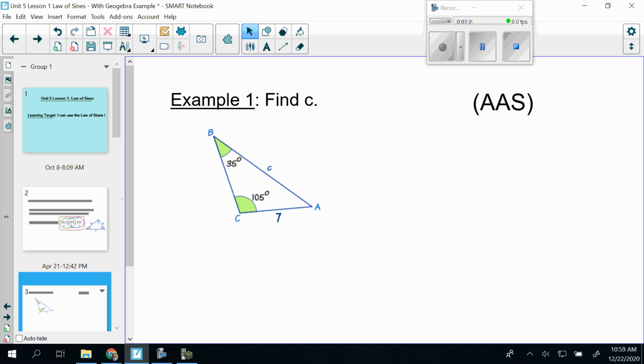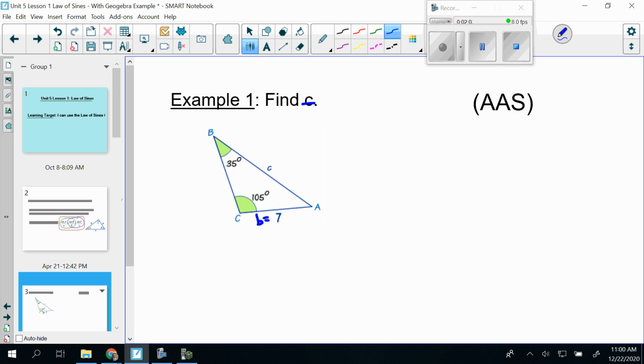Let's try one out. The first one here, we have that angle B is 35, angle C is 105. We know side little b because it's opposite of angle B, so little b here would be 7. And we're trying to find side little c, which is opposite angle C. We don't know anything about side A, and we could find angle A if we wanted, because remember all 3 angles in a triangle add up to 180, but I think we don't need to because we're only looking to find side C here.